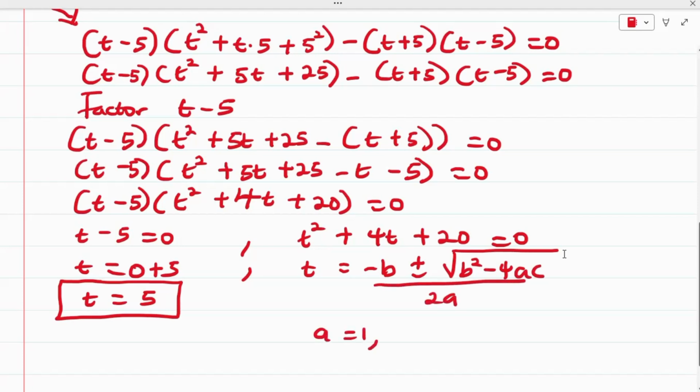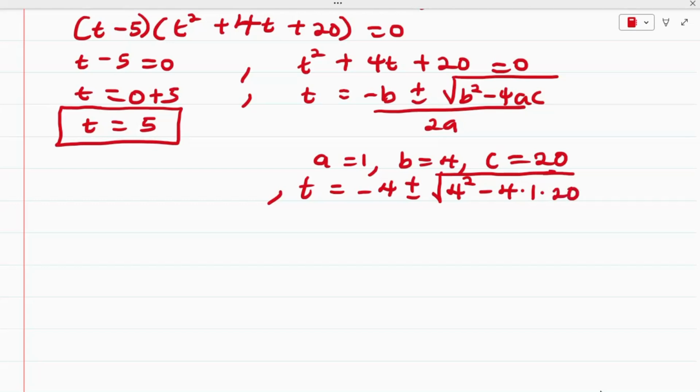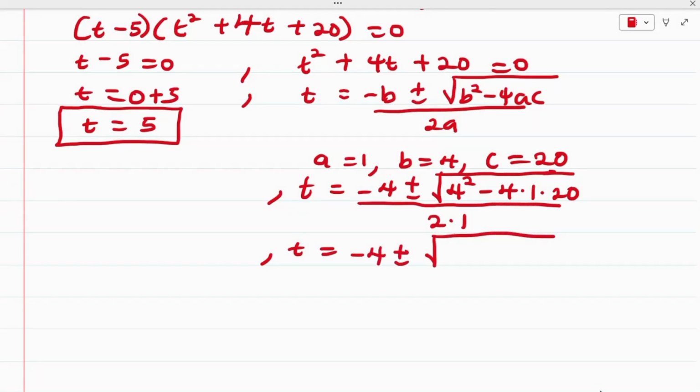Here a is equals to 1, b is equals to 4, and c is equals to what? 20. So at this point, we have that t is equals to minus 4 plus minus the square root of b square, which is 4 square, minus 4 multiply a, which is 1, multiply c, which is 20, divide 2 multiply a, which is 1. So we have that t is equals to minus 4 plus minus the square root of 4 square is 16 minus 4 multiply 1 multiply 20 is going to give us 80, divide 2 multiply 1 is 2.